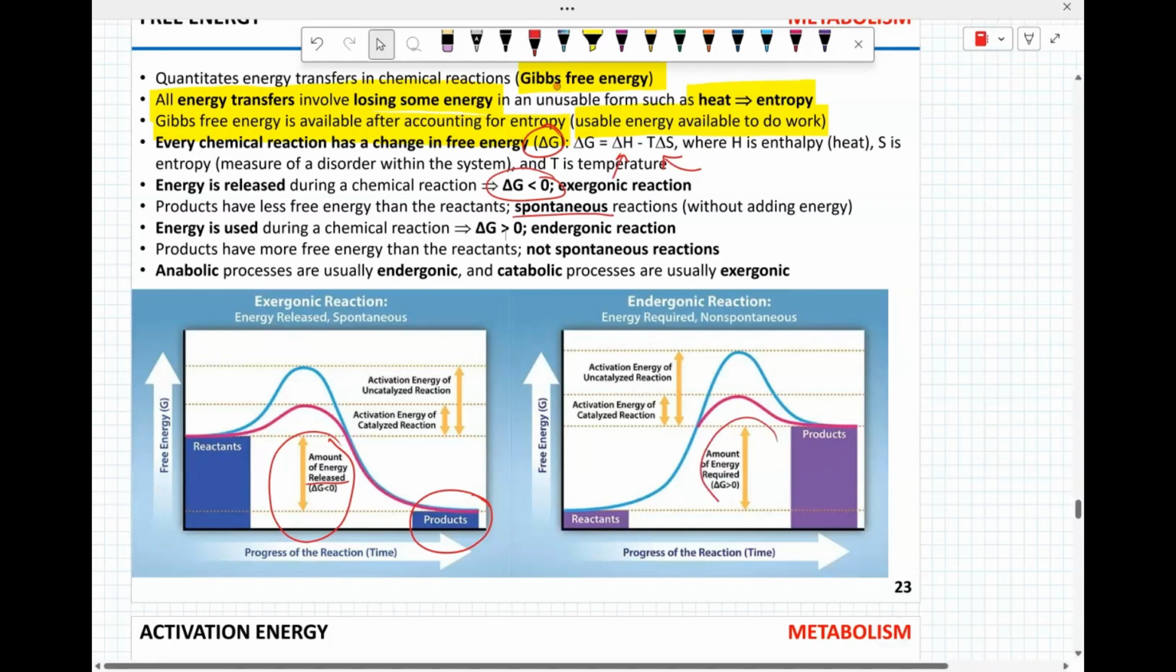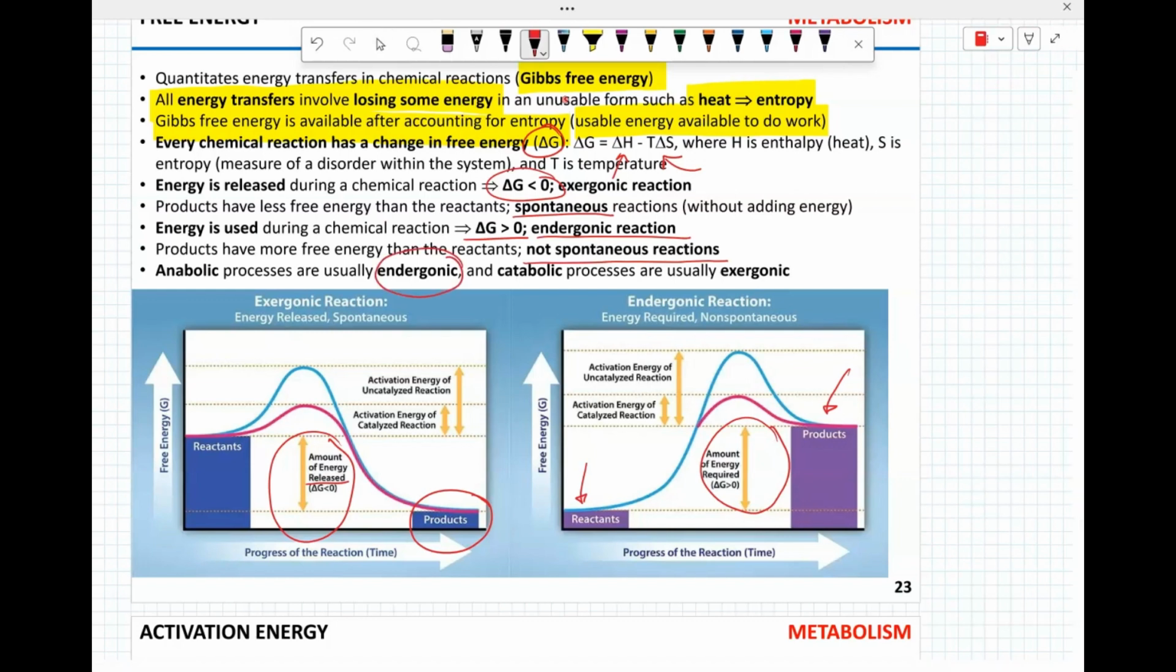If energy is used during the chemical reaction, the change of the Gibbs free energy is positive. This reaction is endergonic. The products of the reaction have more free energy than the reactants, and such a reaction is not spontaneous since it requires the input of energy. As we mentioned before, anabolic processes are usually endergonic, and the change of the Gibbs free energy for these processes is usually positive. Catabolic processes are, generally speaking, exergonic, so the change of the Gibbs free energy for such processes is usually negative.